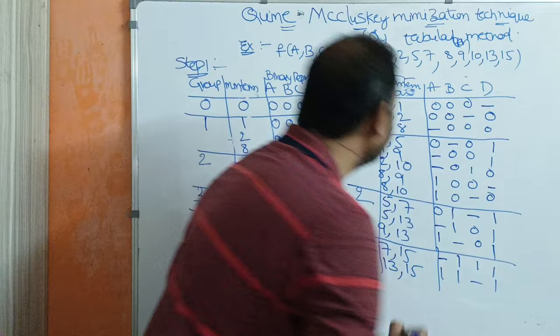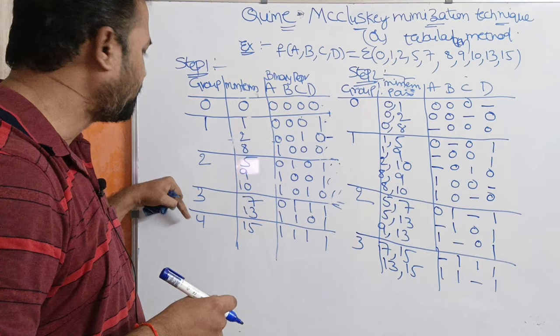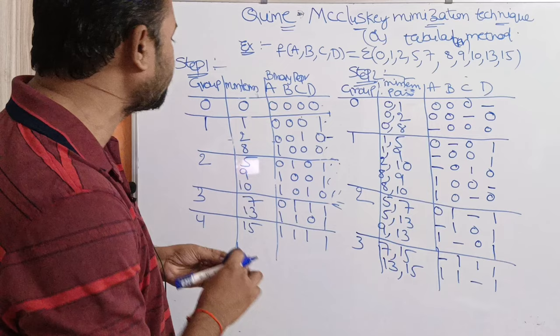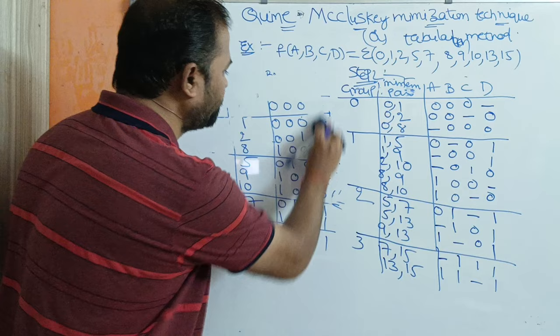If we observe here, for 4 variables, in the first step we have 5 groups. In the second step we have 4 groups. Suppose in the first step we have only 3 groups, then in the second step we will have 2 groups. Now let us continue for step 3. For space constraints, I am erasing this portion. Now let us do step 3.